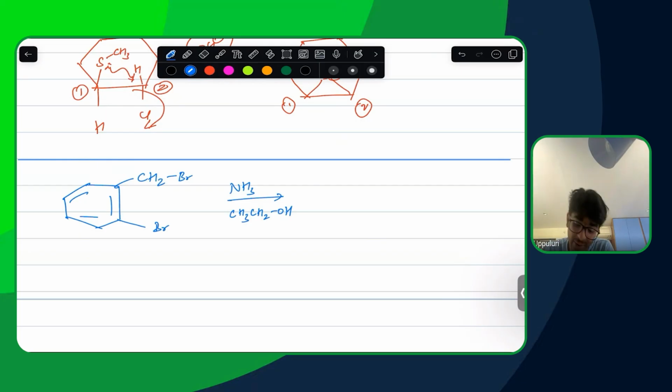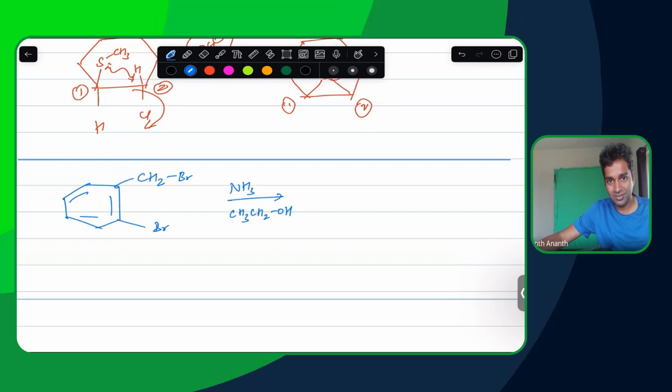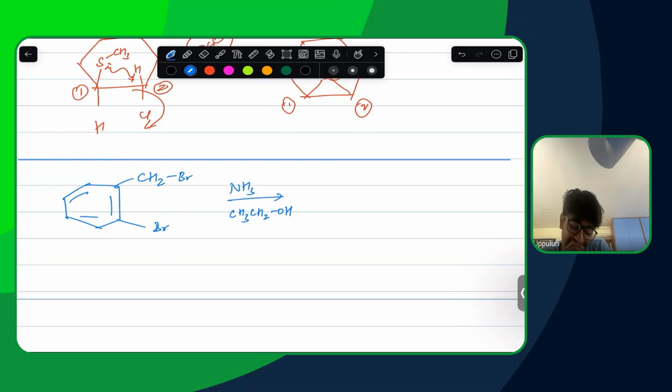But then why won't the OH attack? That's my doubt. Why would the NH2 attack rather than the OH? NH3 could also act as a solvent, right? Okay, okay, okay. Sometimes the questions you ask, dude, are unnecessarily stupid. Okay, now I got the answer.